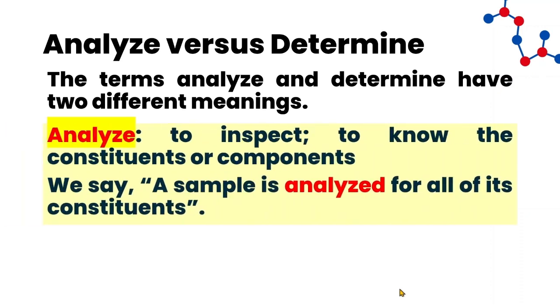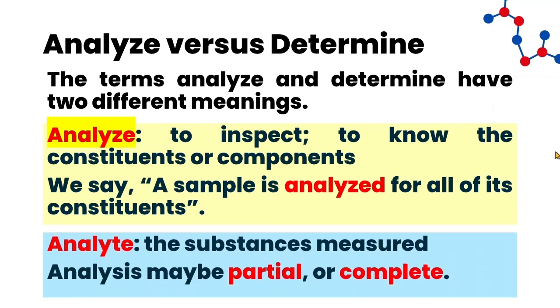Okay, very good. Analyze is to inspect, to know the constituents or components. So we say a sample is analyzed for all of its constituents, when you want to inspect and to know the specific component of a sample. The substance that we measure is the analyte. An analysis may be partial if we only want to determine its component partially, or full. In this case, that is complete analysis.